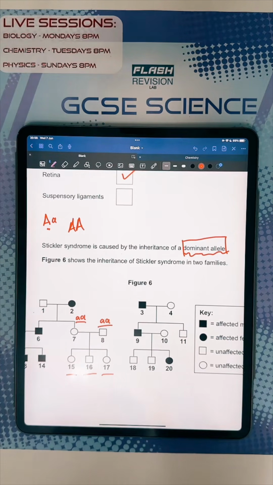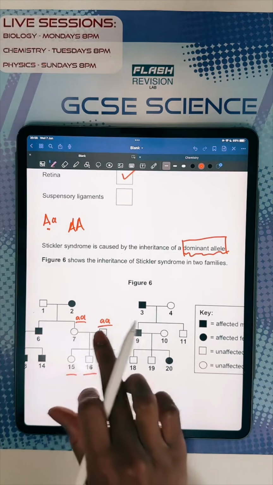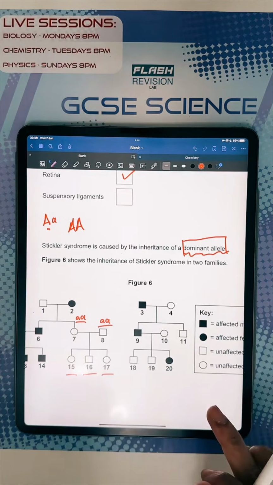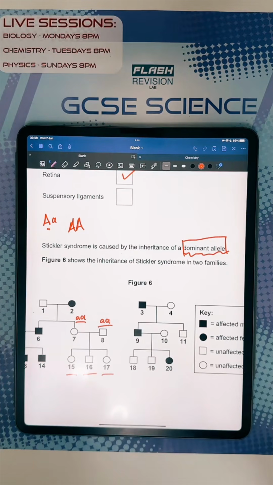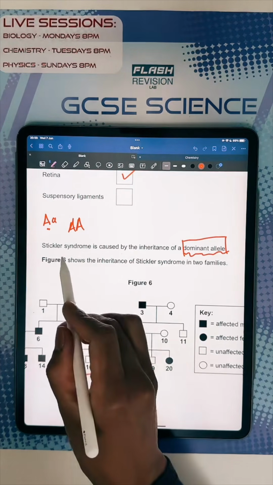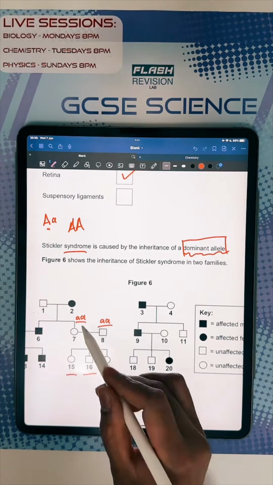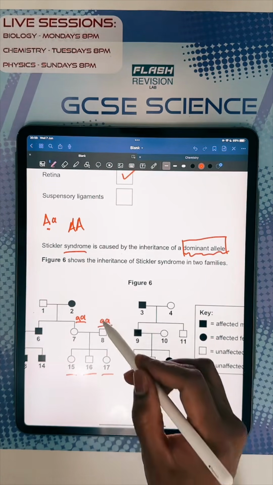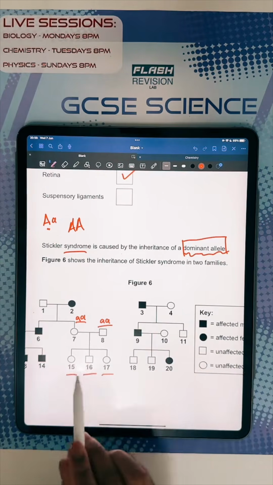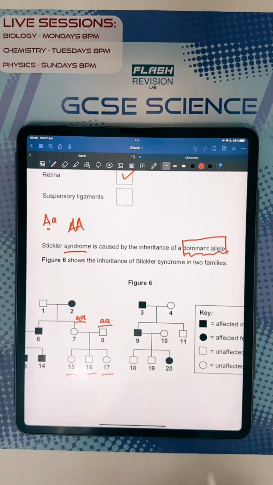So because the parents don't have the disease, that means they only have the recessive genes, which are the genes that don't have the syndrome. So it's impossible for their children to get the disease because there's no way of them passing a capital A to their children. Does that make sense?